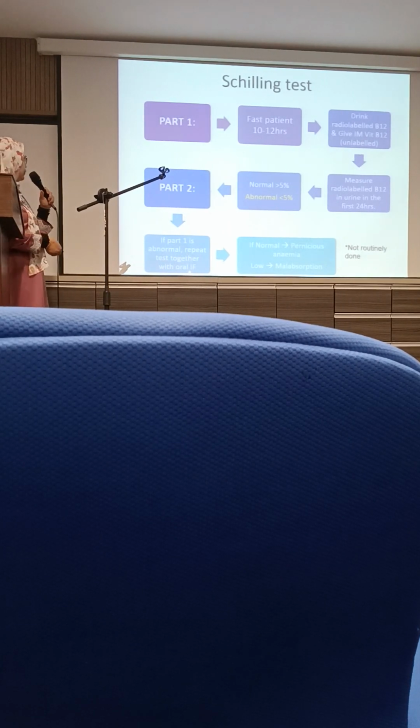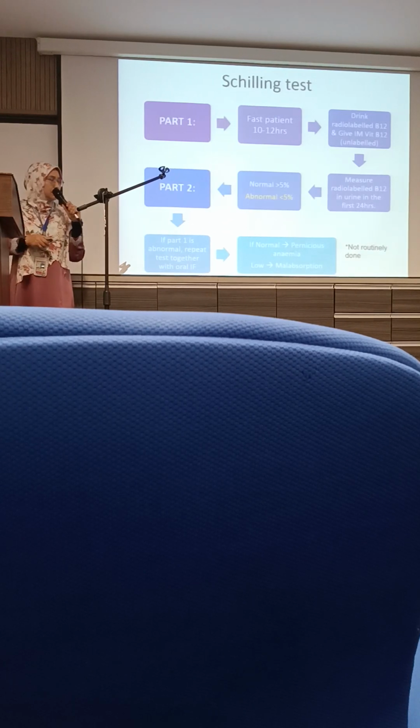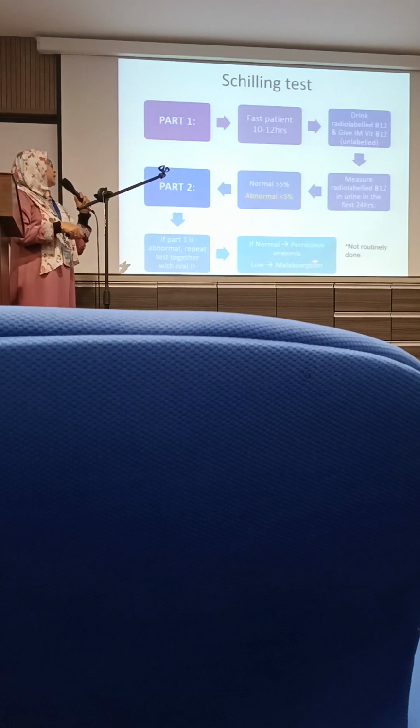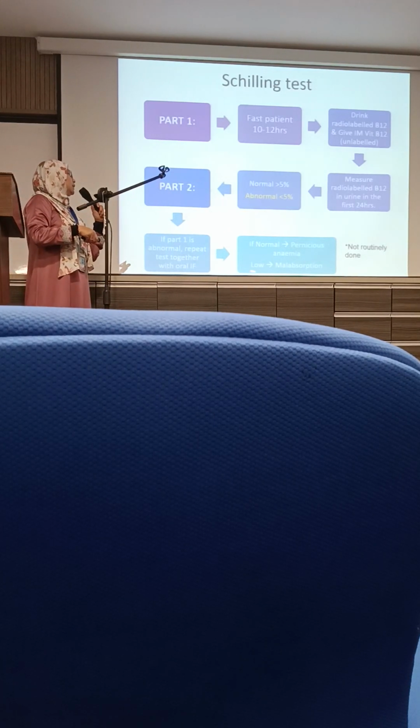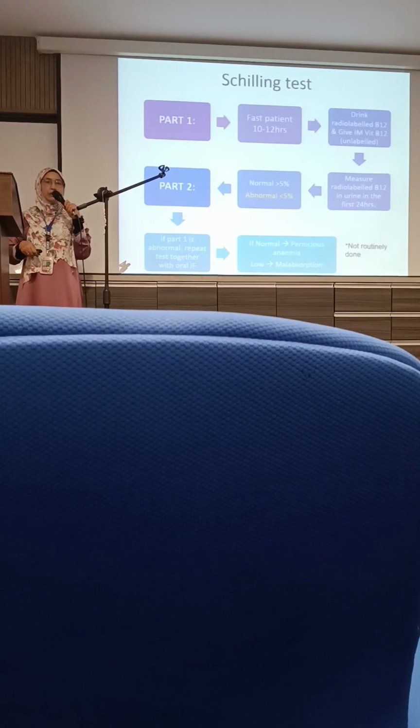Repeat the test together with oral intrinsic factor. Earlier it was B12 only without intrinsic factor. Now you give intrinsic factor. If it normalizes, it is pernicious anemia. If it remains low, it is malabsorption. Do you see?